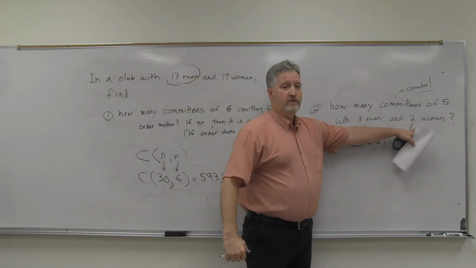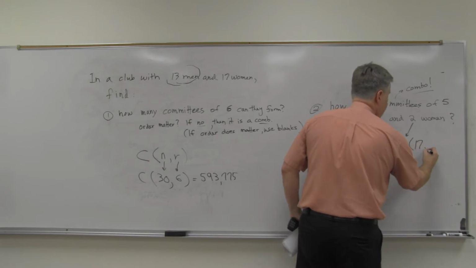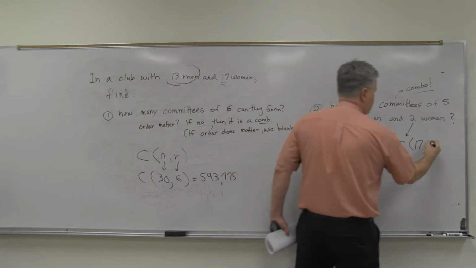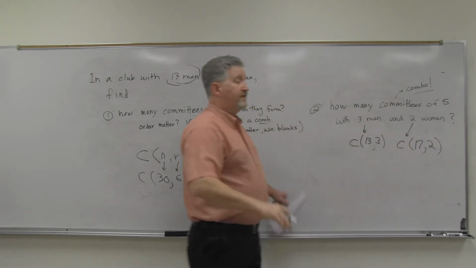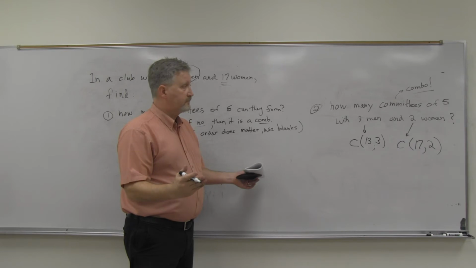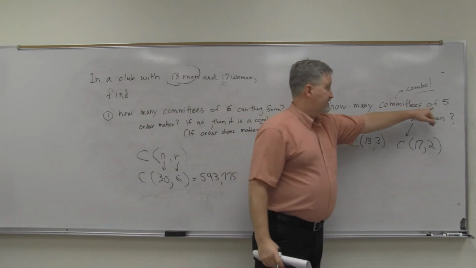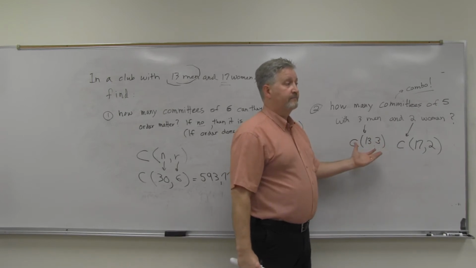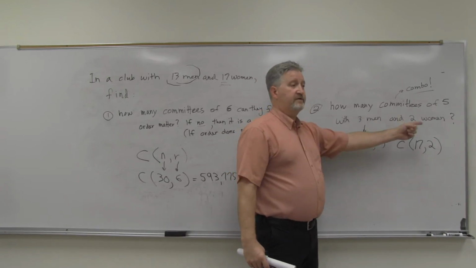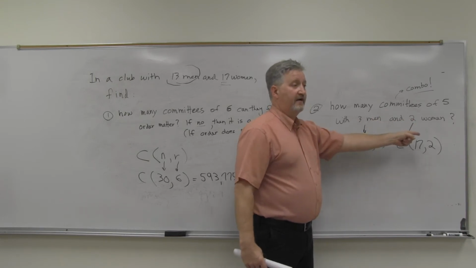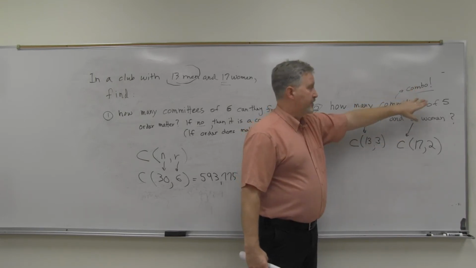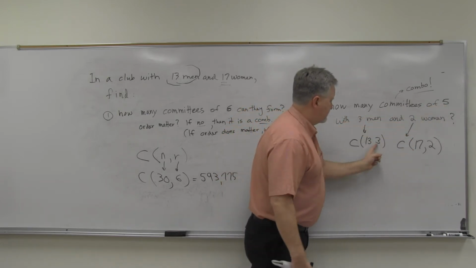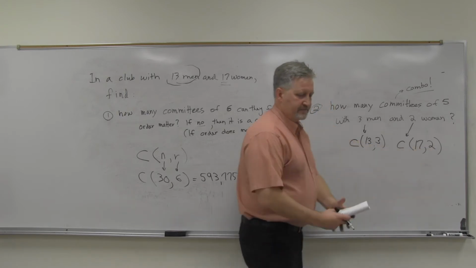What about the women? I've got 17 to choose from, and I want 2 of them. Now, the first thing we might note here is it's a committee of 5, but when I put in the numbers, the 5 is not used, right? Because I split it up into 3 men and 2 women. 3 plus 2 is 5. That's where you get the 5. So don't let that bother you. So 3 men, 2 women, so it's 13, 3 and 17, 2. Everybody see where we get that? All right, so let's put those in.